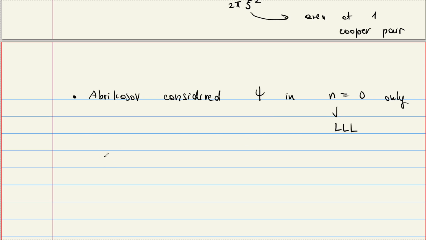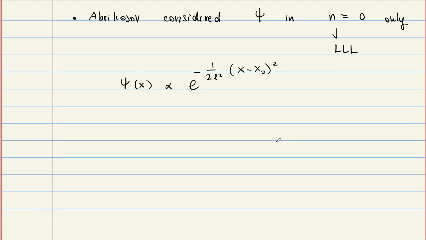And the wave function there is, so if n is equal to 0, we have a wave function which depends on x, with some normalization constant which we don't care about, but this is just a Gaussian. This is 1 over 2L squared times x minus x naught squared, right? So let's think about this a little bit. Let me write what L squared is. L squared is h bar over m omega, or L is equal to root h bar over m omega.